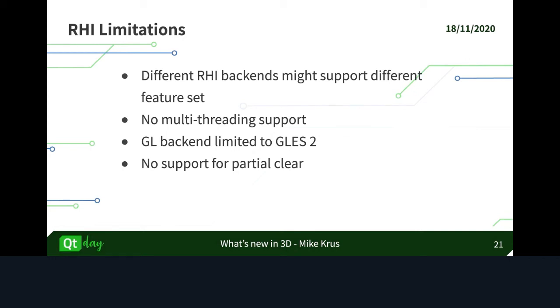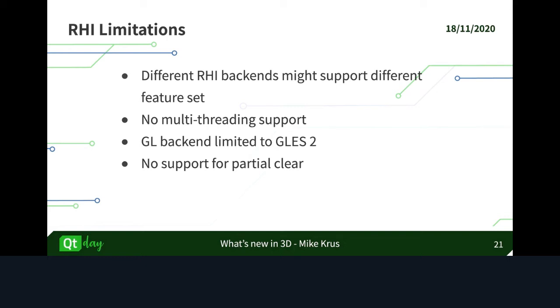The modern APIs like Vulkan and Metal are designed to be heavily multi-threaded. But because of RHI's internal design, it's impossible to use it in multiple threads. You can't really take benefit of all the multi-threaded support of the underlying graphics API. The GL backend has some limitations also.